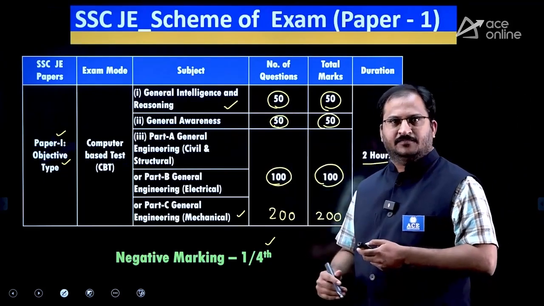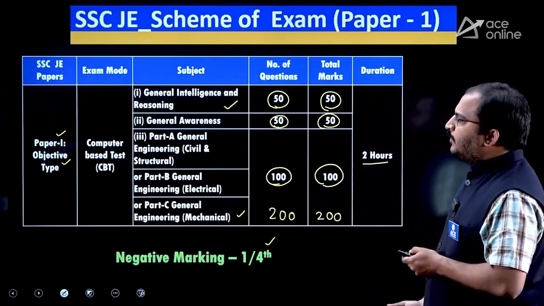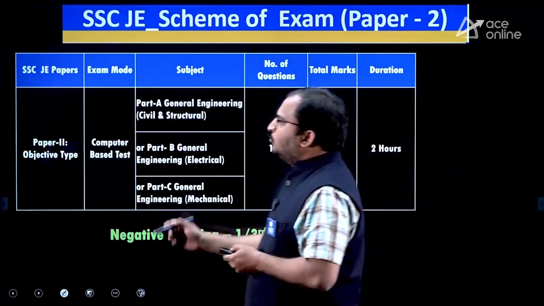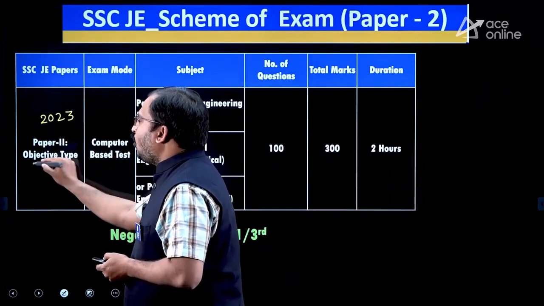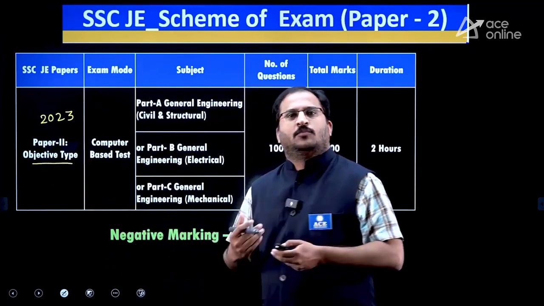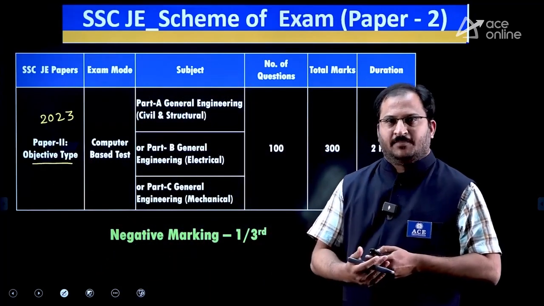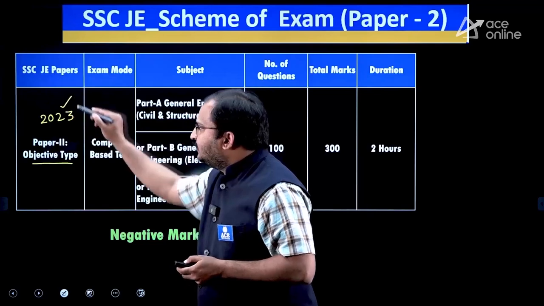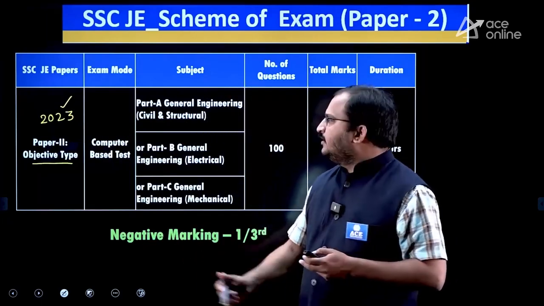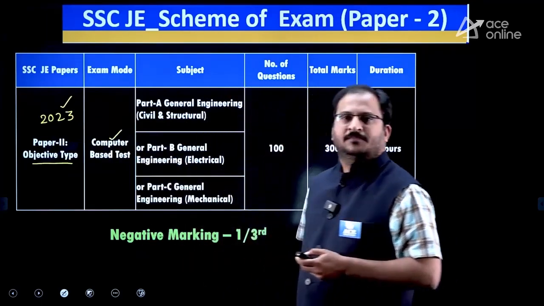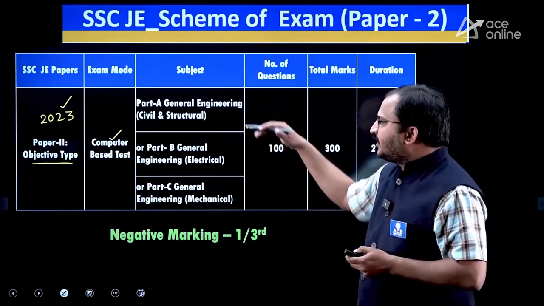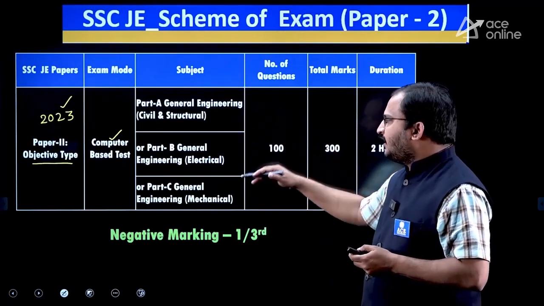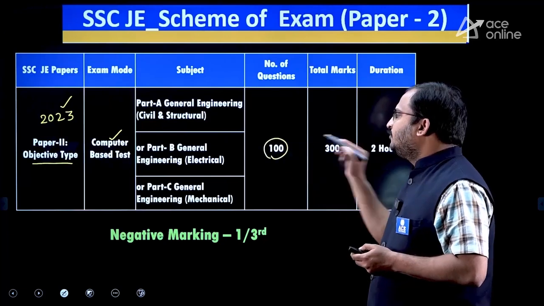1 examination. Then let us see the paper 2 pattern. Paper 2, from 2023 onwards, became an objective type paper. Previously this used to be descriptive type, but from 2023 this also became an objective type, computer based test. And here only technical questions will be asked in the respective departments of civil, electrical and mechanical. 100 questions will be asked.